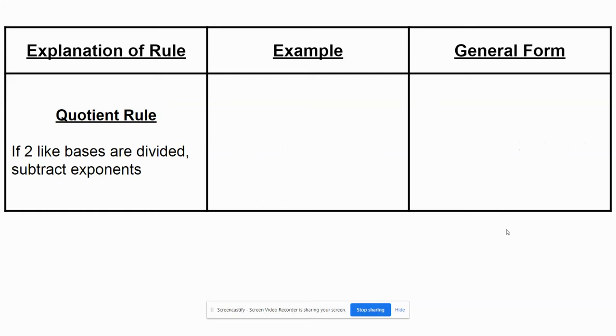Quotient rule. If I have division happening with like bases, so if I have 3 to the power of 2 divided by 3 to the power of 5, that'll be 2 minus 5, which is negative 3, which is 1 over 3 cubed. Another way I can think of this, I have 3 to the 5th on the bottom, 3 squared on the top. So I have 5 3's down here, 2 3's up here.